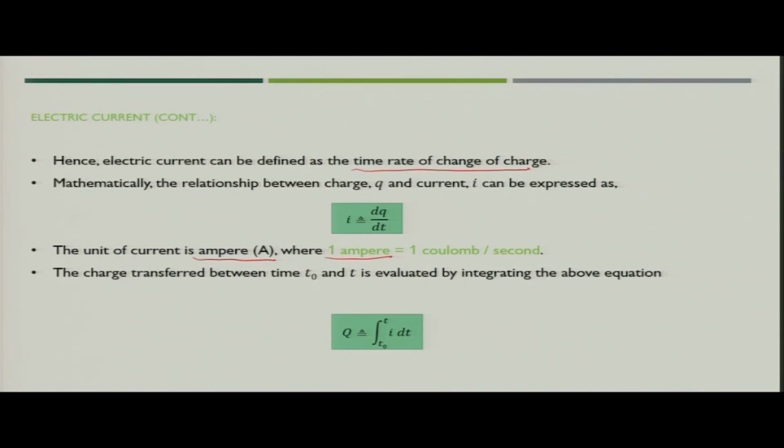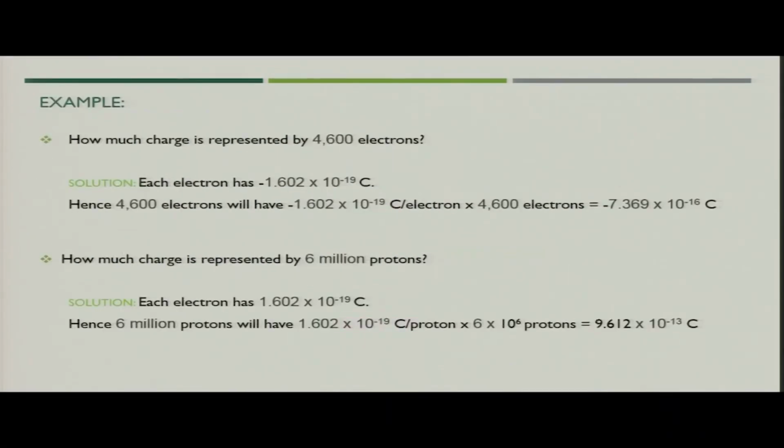Now, if you are asked to find how much charge is transferred between time t naught and t through a particular surface, you can simply evaluate it by integrating the above equation. So, you will get q equals the integral from t naught to t of I times dt. Now, let us take a few examples so that you can better understand the concept.